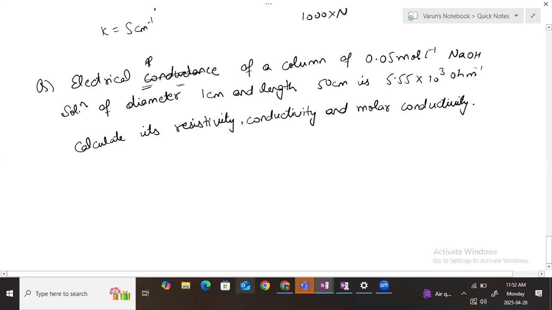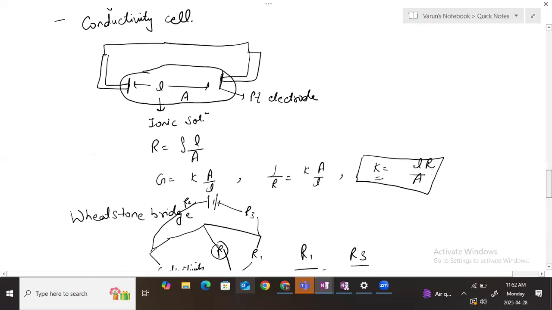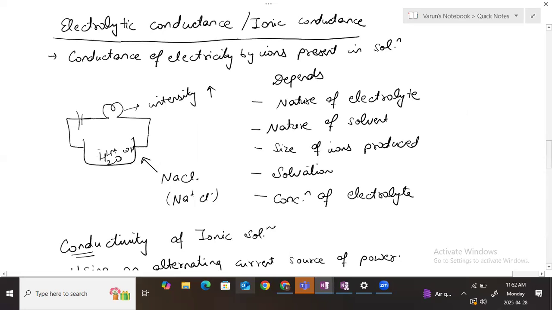This is the class. Just practice these types of questions related to conductance and resistance. Tomorrow we will start with the one topic left from this part, the strong electrolytes and weak electrolytes. Then we will go to the electrolytic cell, and then the electrochemical cell will be covered. If you have any doubt, you can ask. No doubt, sir. Thank you.